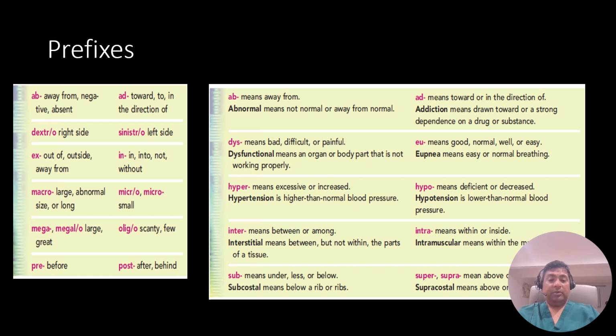Inter means between or among. Intra means within or inside. Sub means under, just like a submarine goes below the water. And supra means above.